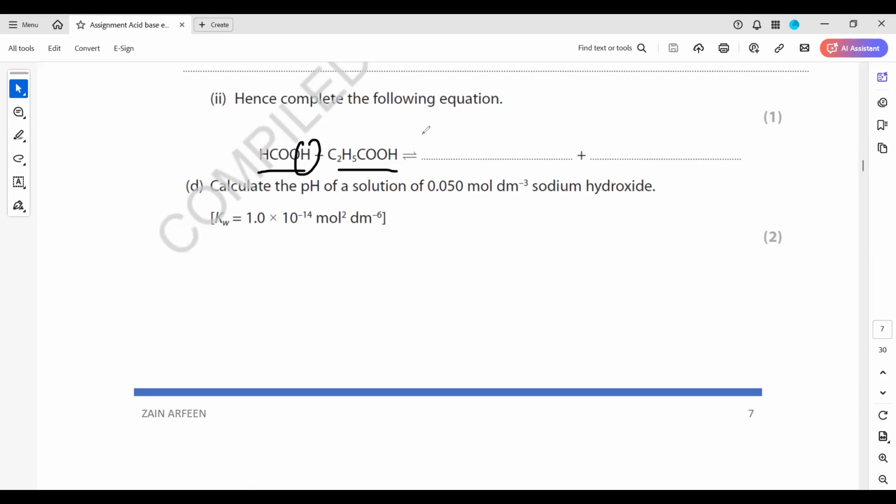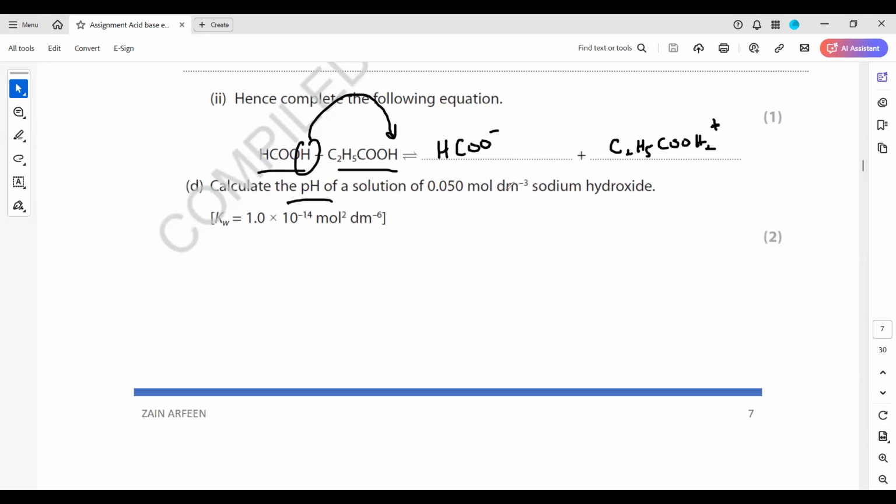So it will be HCOO minus, and this proton is accepted here. So this will be C2H5COOH2, and this will have a positive charge because it gained a proton. Overall, both molecules were neutral initially, but one has lost a proton and another one gained a proton. That's why one gets a negative charge with the loss, and the other will be positively charged.